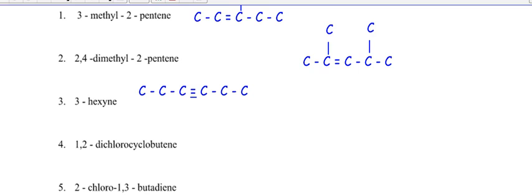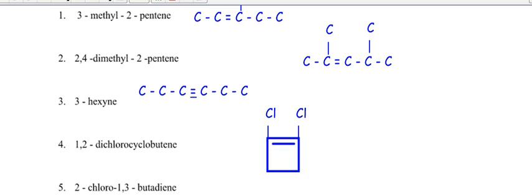What about the next one? All right, so I have a cyclobutene. Here's my cyclobutane. Here's my cyclobutene, and I'll make this carbon 1, carbon 2. So if I do that, I'll put a chlorine on carbon 1 and a chlorine on carbon 2.